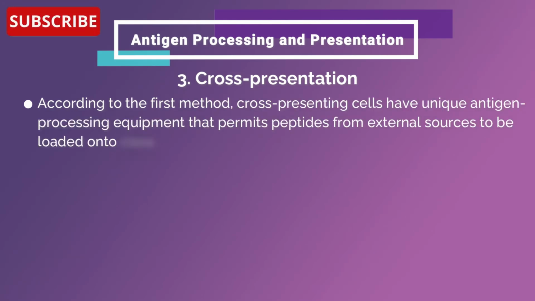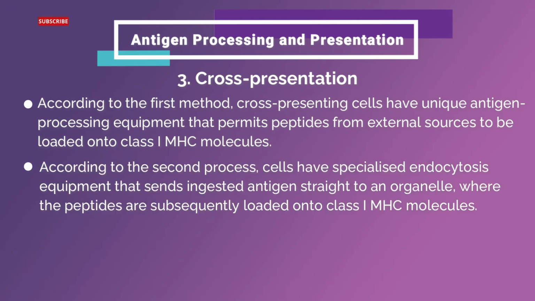According to the first method, cross-presenting cells have unique antigen processing equipment that permits peptides from external sources to be loaded onto class I MHC molecules. According to the second process, cells have specialized endocytosis equipment that sends undigested antigen straight to the organelle, where the peptides are subsequently loaded onto class I MHC molecules.